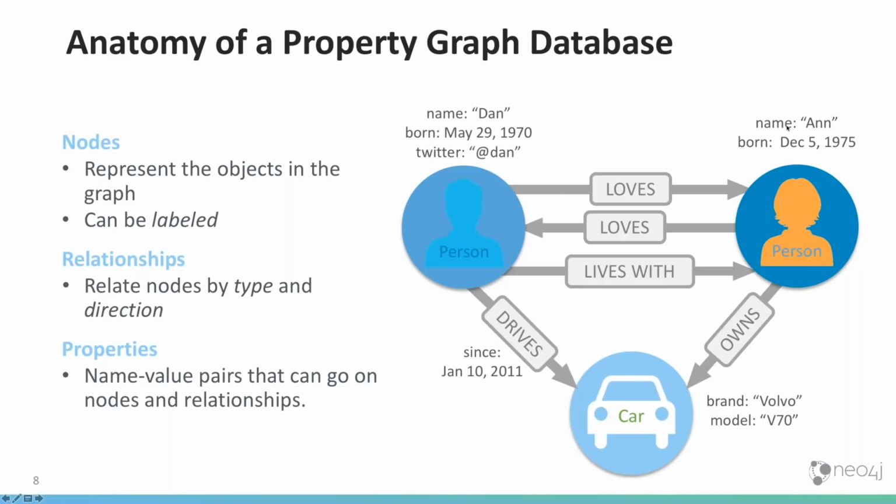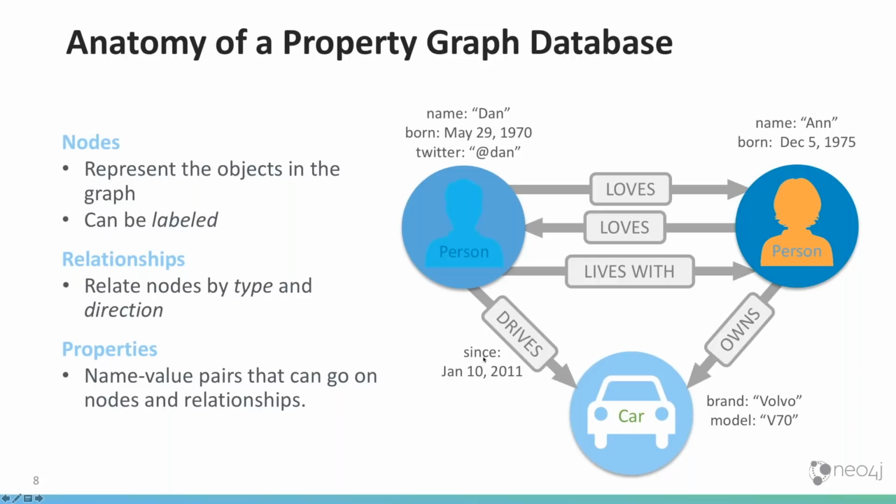We know this person has a name property of Anne. She was born December 5th, 1975. We don't have her Twitter handle, and that's okay. Like I said, there's no schema enforced out of the box, although you have the choice to apply a schema to your database. If we get Anne's Twitter handle down the road, it's very easy to add it. If instead we want to add her Instagram account or her Facebook account, we can do that too.